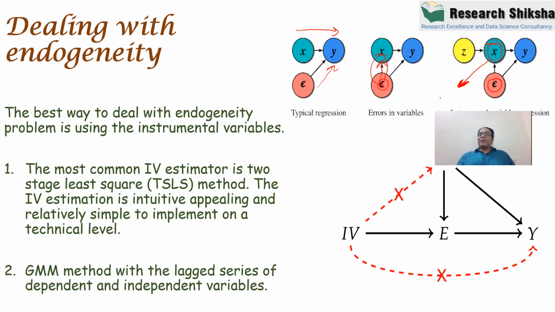This kind of problem is solved by a method called two stage least squares. Now I am telling you two solutions which we use in this setup. The most common instrument variable estimator is two stage least squares, and the second method is the GMM method, to solve the problem of endogeneity with the help of instrument variables.